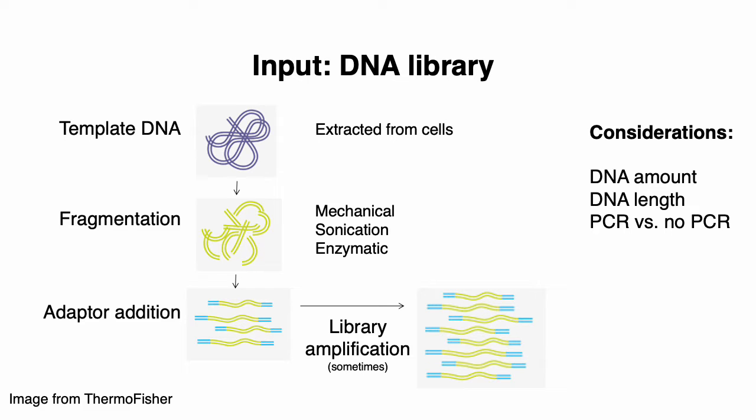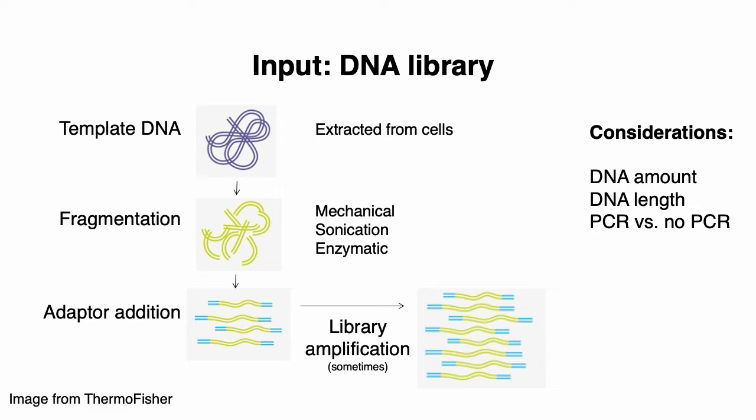Certain technologies like Illumina's sequencing by synthesis technology generally are used for sequencing shorter reads. So there you might need to do more fragmentation in order to construct shorter reads for Illumina sequencing, whereas other technologies like Nanopore can sequence much longer reads, and so you need less fragmentation.